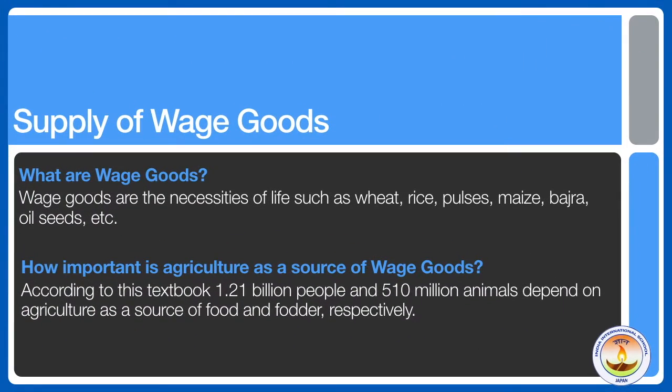We're going to talk next about how it contributes to wage goods. Now, what are wage goods? Wage goods are the necessities of life. As mentioned in the textbook, they include wheat, rice, pulses, maize, a whole bunch of things. Now, this textbook mentions that the agriculture industry provides these foods and services not only to 1.2 billion people, but also to 510 million animals in India. That's enormous. So its ability to serve virtually 2 billion living beings is where its importance lies. It can serve the needs of 2 billion living things. That's enormous.